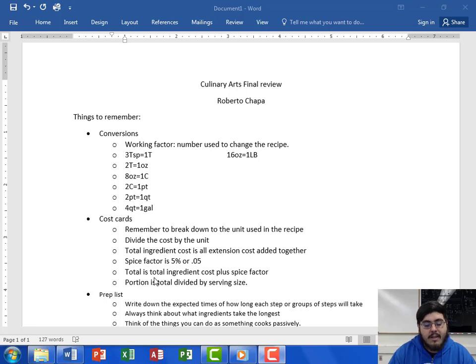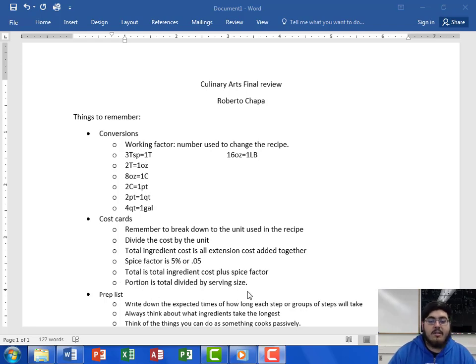Right after the spice factor, the total is the total ingredient cost plus the spice factor. You just add those two together, easy peasy. And then something I realize some of y'all are forgetting to do is the portion. The portion is also very easy. It's just the total divided by the serving size.